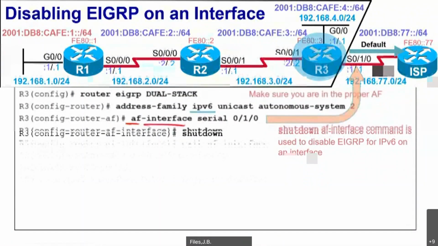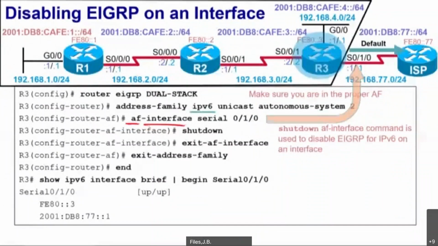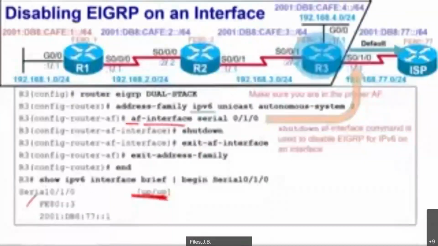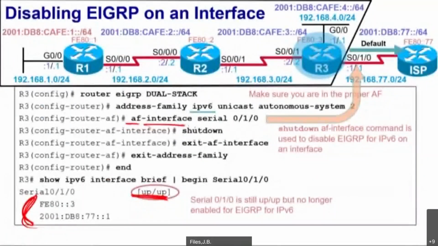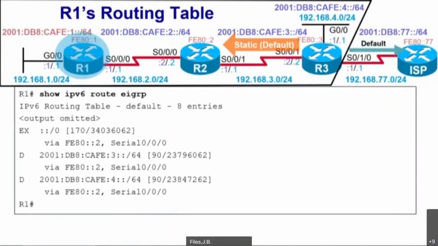If we do a show IPv6 interface brief and look at serial 0/1/0, we can see it's up and it does have IPv6 addresses. Even though we issued a shutdown command, it only shut it down inside of EIGRP land, right? It's still up as far as networking is concerned. It's just not enabled for EIGRP for IPv6. So if we verify that on R1, now we can see that 77 subnet is no longer in R1's routing table.